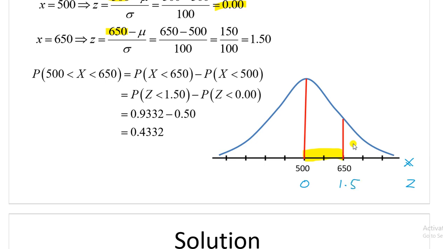Okay, so if you look at 0 in the table, it will give you 0.5. Of course 0 is right in the middle, so half of the probability is on the left. And if you look at 1.5 in the table, this whole probability will be 0.9332. So I will subtract 0.5 from 0.9332 and this is the probability between 500 and 650.